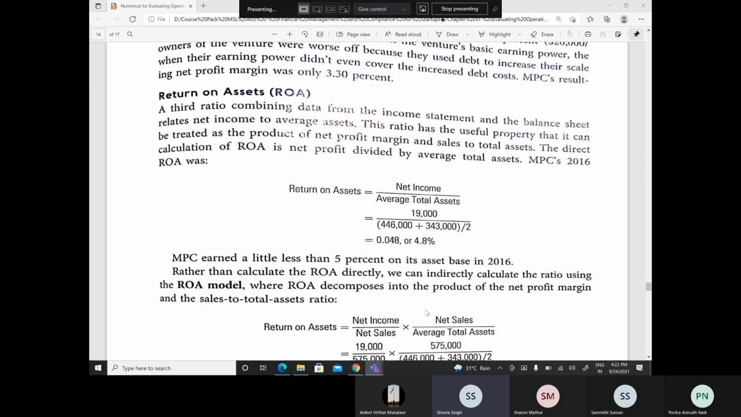So this formula actually becomes net income plus interest times (1 minus T), where T is the tax rate, upon the average total assets, because your average total assets are financed both by equity as well as your debt provider. So we should look at the return for both of them. Okay.